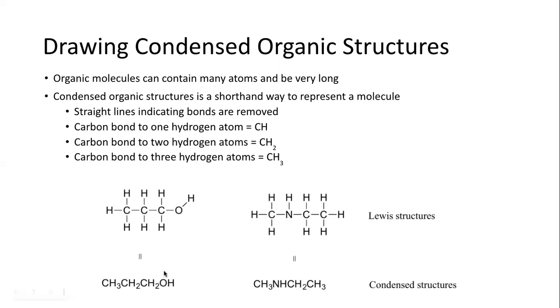So in this example, this carbon has 1, 2, 3 hydrogens around it, so it becomes CH3. This carbon has 2 hydrogens around it, so it forms CH2. The same thing here is CH2, and then O and H to indicate this OH here.